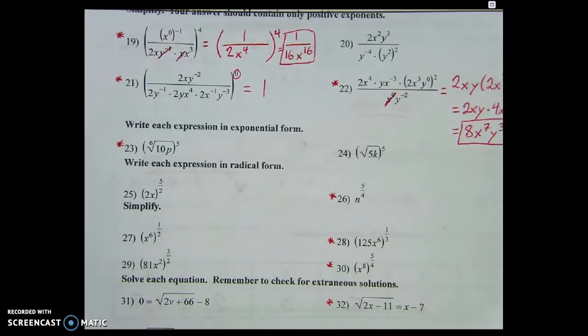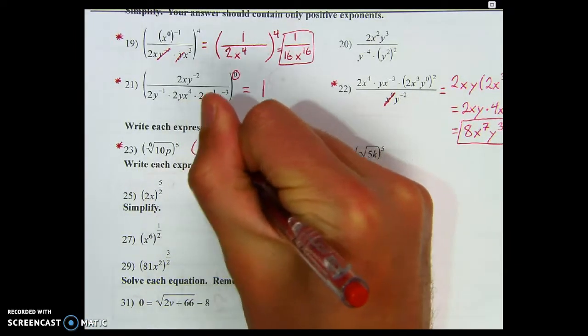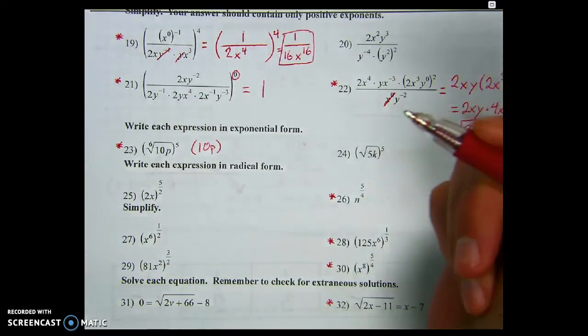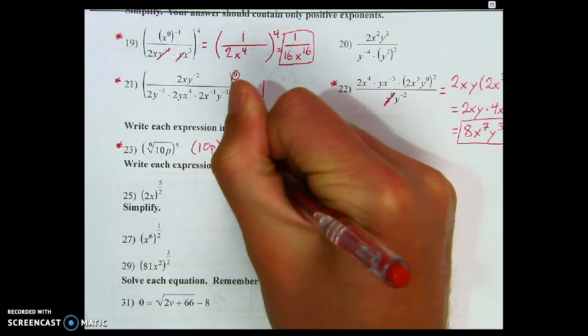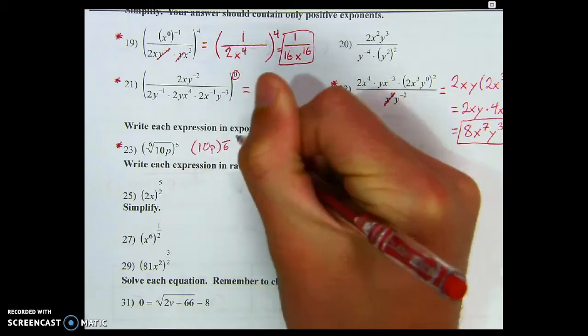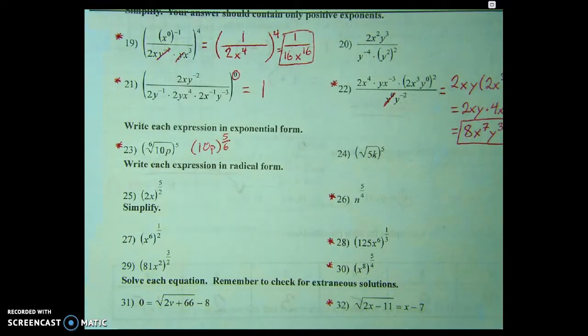Next, we're going to look at 23. All we need to do is rewrite that, so we end up with 10p in parentheses. Remember, the index of the radical expression becomes the denominator of the exponent, so we have a denominator of 6 and a power of 5.